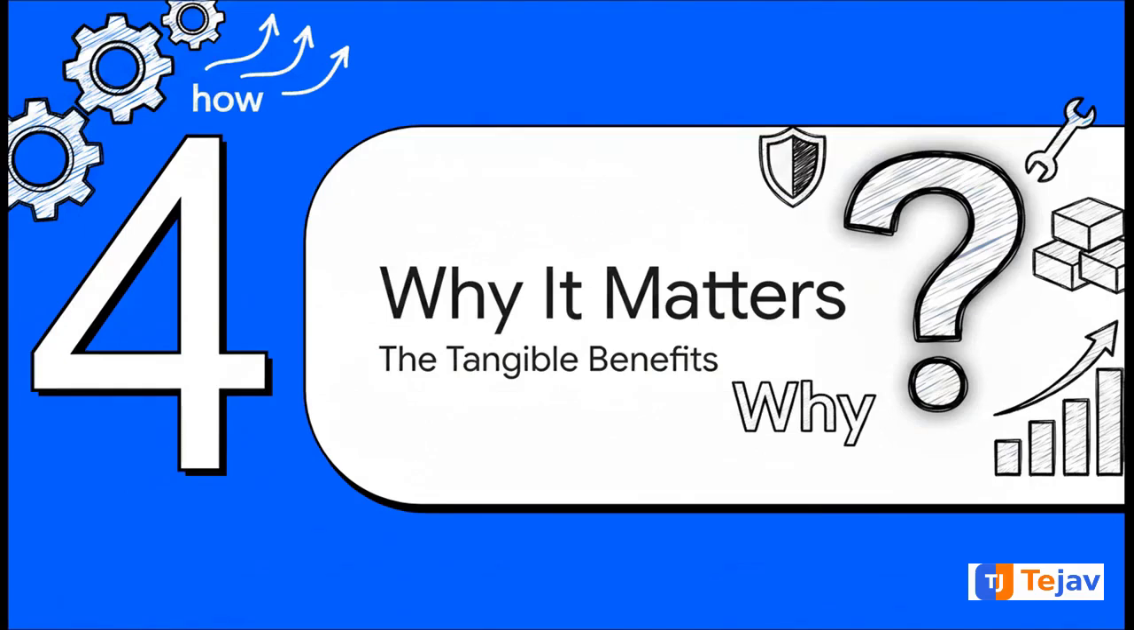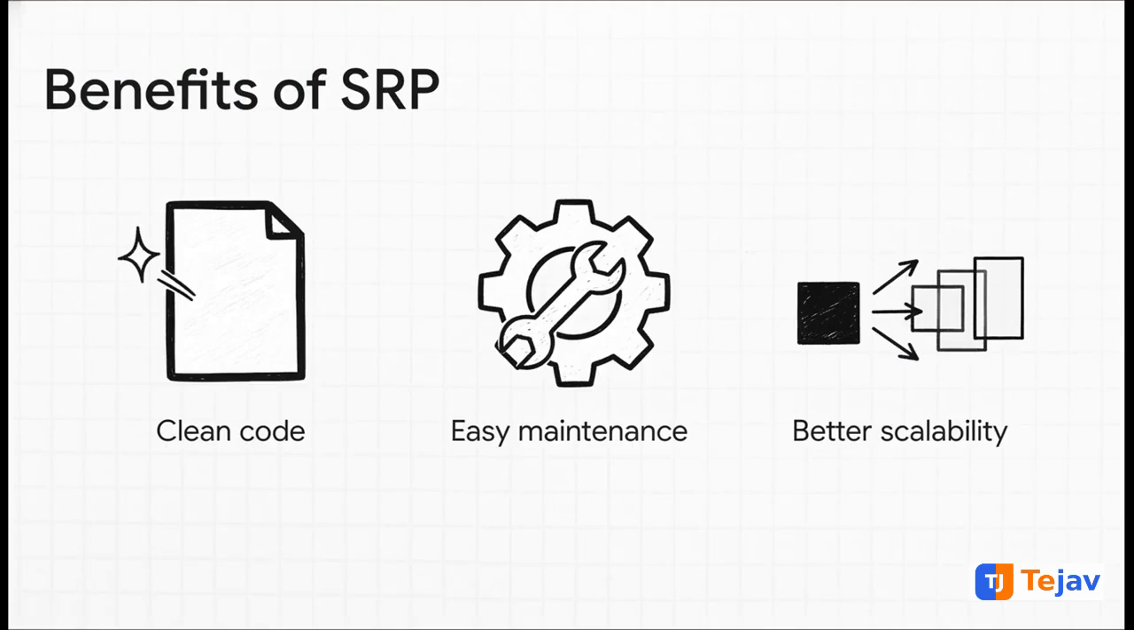So we've covered the what and the how, but let's get to the most important part, the why. Why should you even bother separating everything like this? Well, the benefits are huge. First off, your code becomes so much cleaner and easier to read. When you see a class named OrderRepository, you know exactly what it does, without even looking inside. That makes maintenance an absolute breeze. Need to change how orders get saved? You know exactly which file to open.